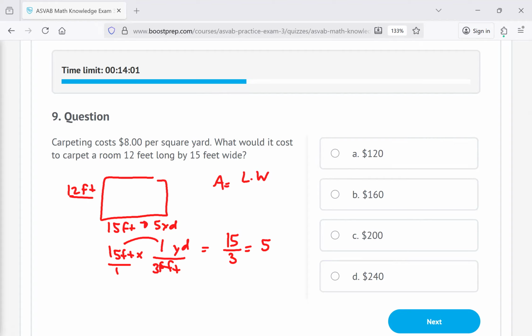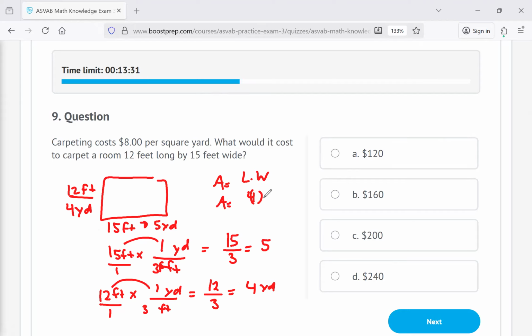Now do the same thing with 12 feet. So 12 feet times feet on the bottom and yards on the top. We know that for 1 yard, there's exactly 3 feet. And then there's a little 1, multiply across. So 12 times 1 is 12, 1 times 3 is 3, and 12 divided by 3 is 4. So it's 4 yards. So the area in yards would be 4 by 5, which is 20 square yards.